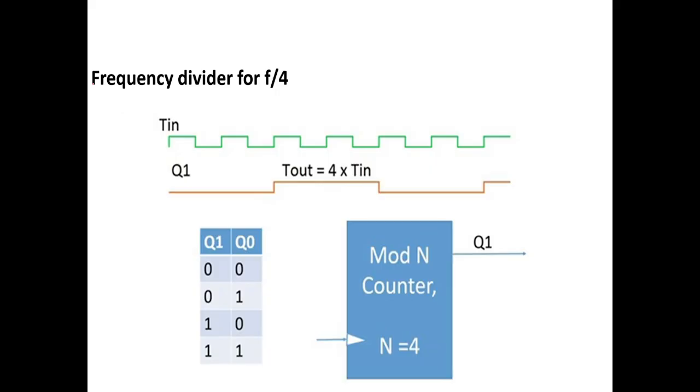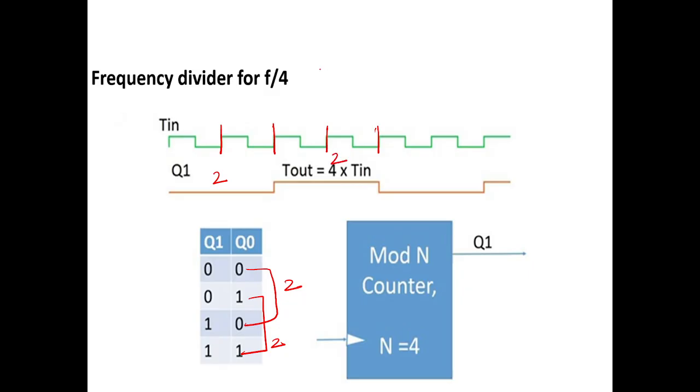Frequency divided by 4 circuit. F by 4 circuit also. This is off for how many clock cycles? 2 clock cycles, and this is also on for 2 clock cycles. Anyway, extra circuitry is not required. During 2 clock cycles this is off, and during these 2 clock cycles this is on.